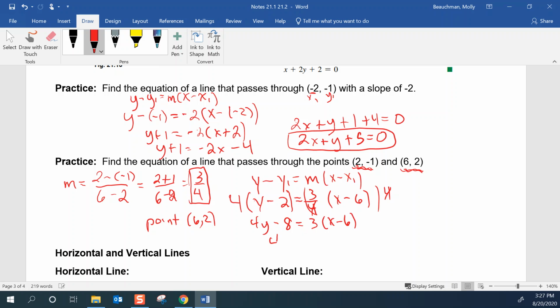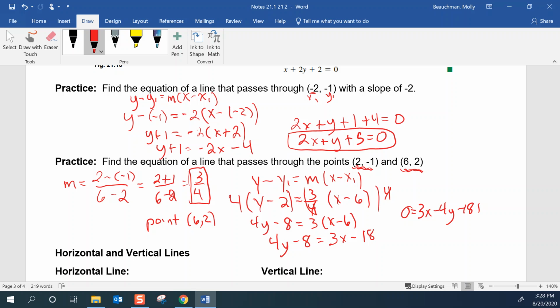Distribute the 3: 4y minus 8 is equal to 3x minus 18. Now if I want to write it in general form, I want everything on one side. I'd like the 3x to be positive, but it doesn't have to be. So this time I'm going to subtract 4y and add 8. So I'll get 0 equals 3x minus 4y, I have the minus 18.